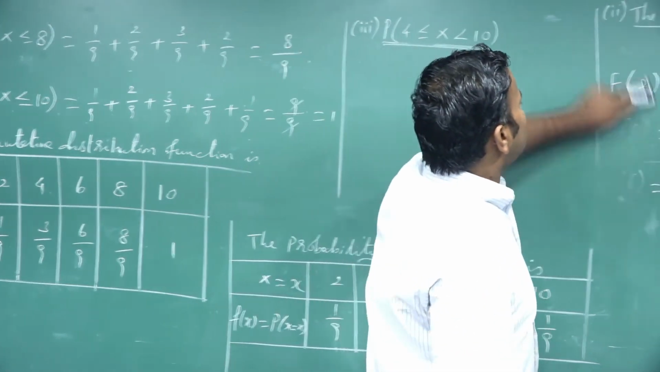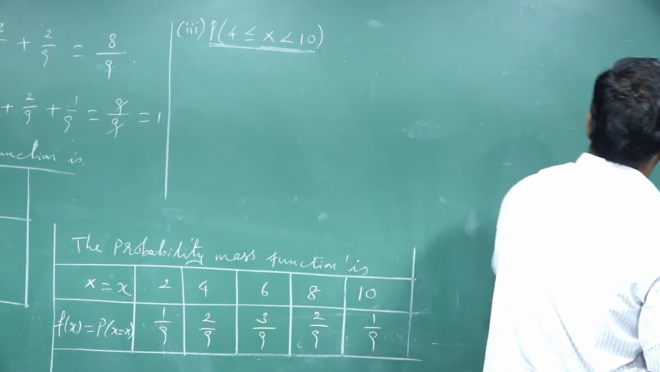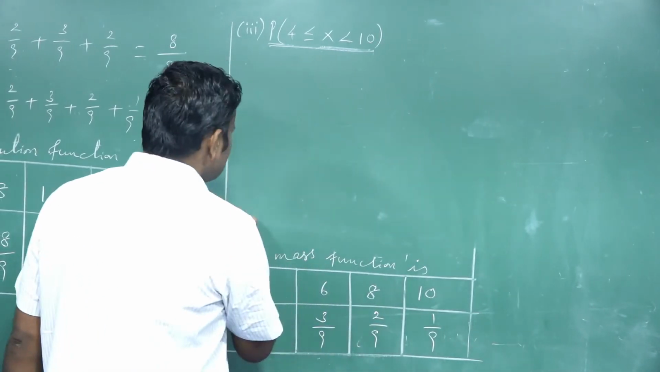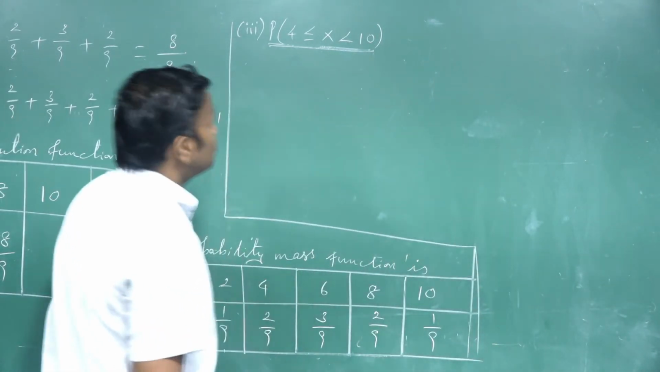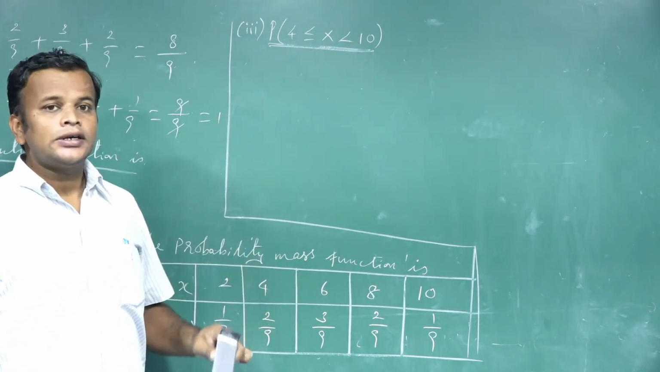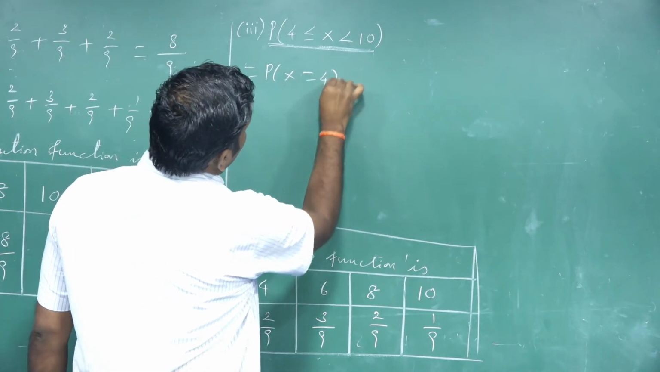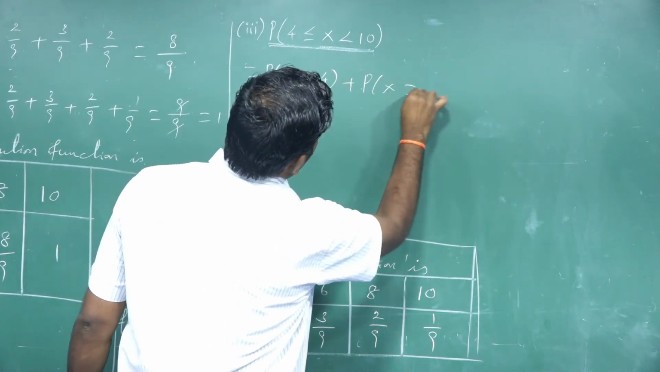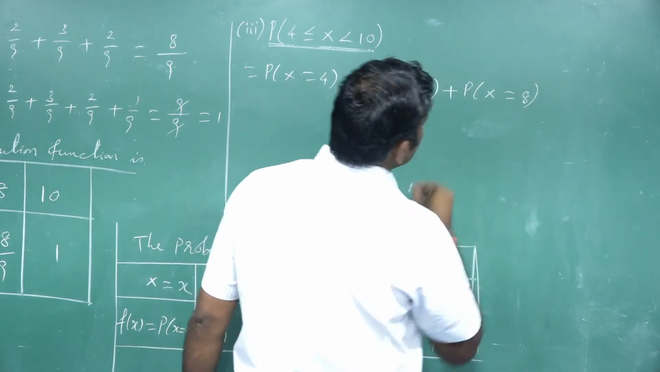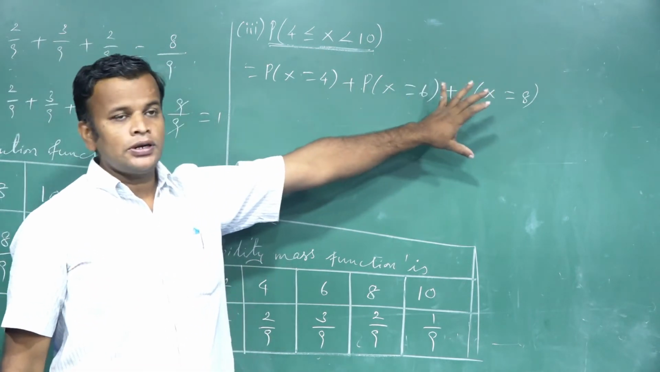How to find that value? P means probability. So to find the probability of 4 less than or equal to x less than 10, that means the x value starts from 4 and is less than 10. So P of x equal to 4 plus P of x equal to 6 plus P of x equal to 8. So these three values are possible.